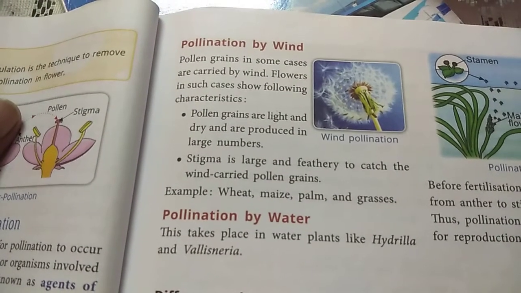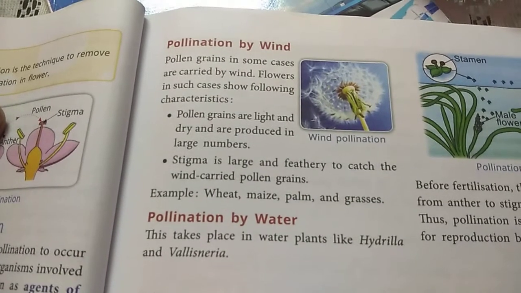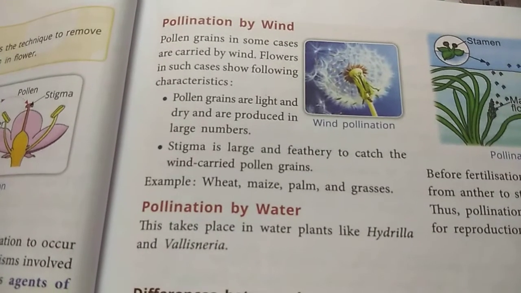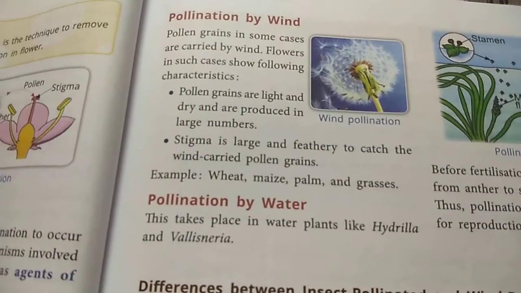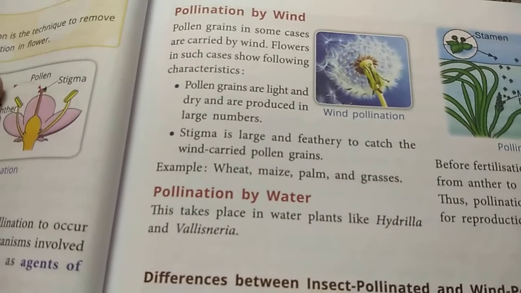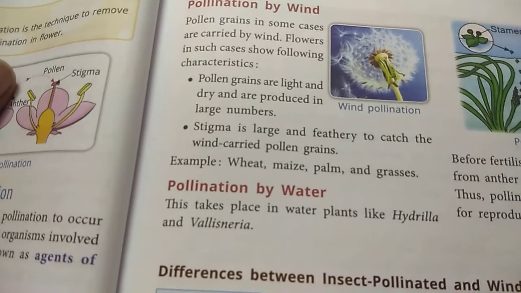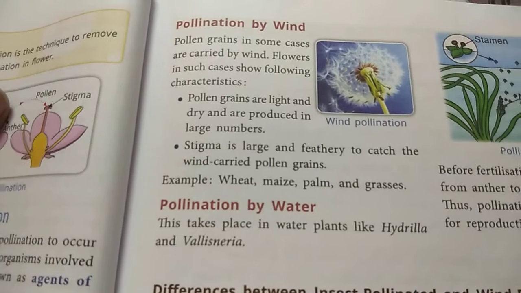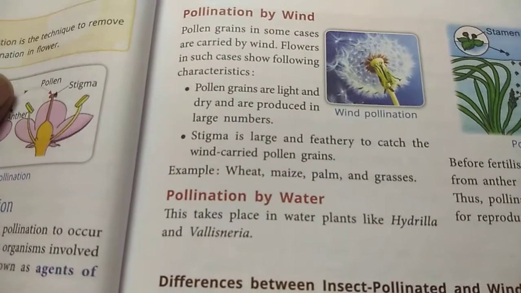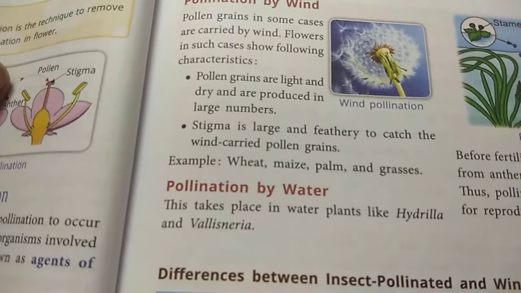Pollen grains in some cases are carried by winds. Flowers in such cases show the following characters. Some pollen grains are carried by winds. So in some flowers, the pollination process takes place with the help of wind only. The agent of pollination is wind there. And what are the characteristics of those flowers? Pollen grains are light and dry and are produced in large numbers.